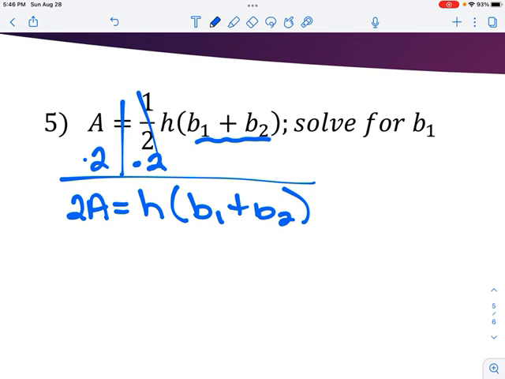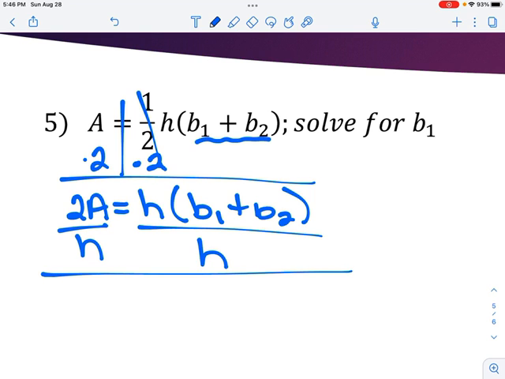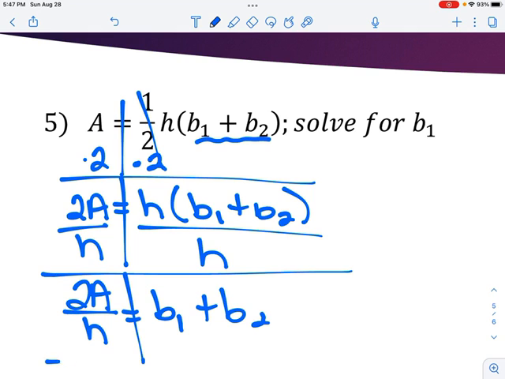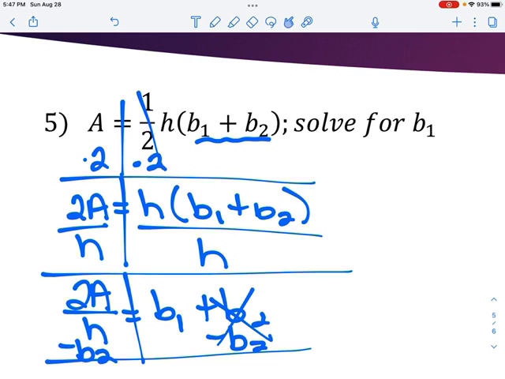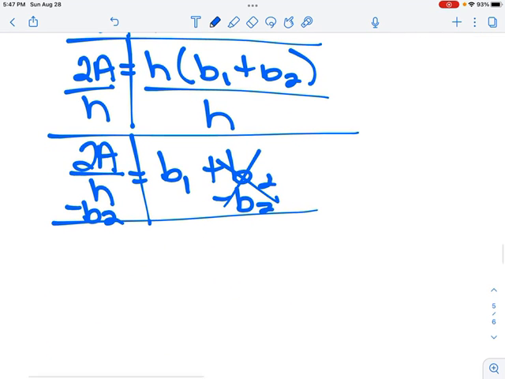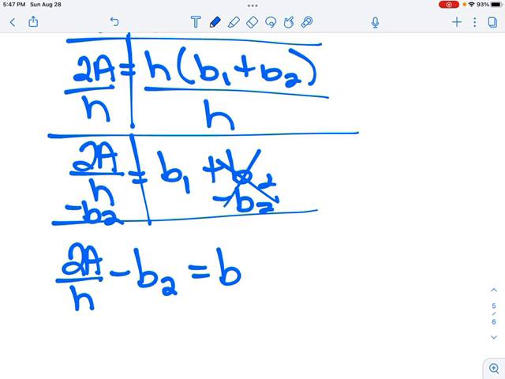Then it's time, so I'm going to divide by H. So now I have 2A over H is equal to B sub 1 plus B sub 2. And then my final step is I would just minus my B sub 2, minus my B sub 2. And then my final answer would be 2A over H minus B sub 2, and that equals B sub 1.